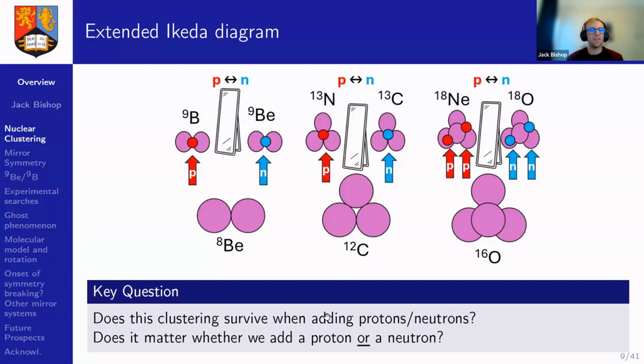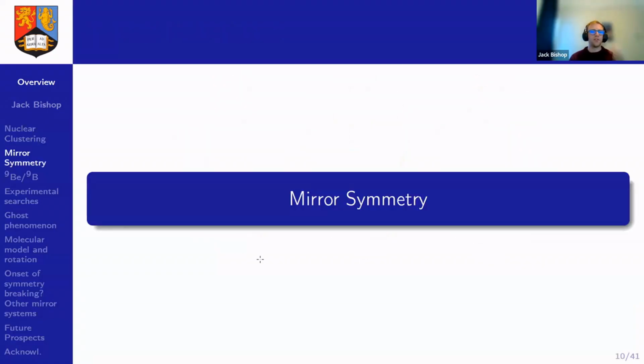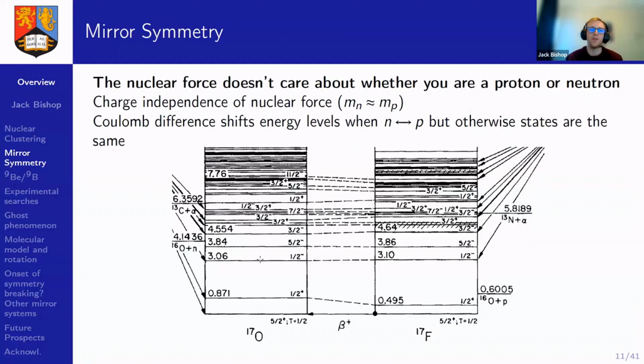So the second question we want to ask ourselves is, if the clustering does survive when we add a neutron into the system, does it actually matter whether we add a proton or a neutron? Because what we'll see is that they're actually very similar, apart from the Coulomb interaction. So this brings us on to our second idea, mirror symmetry. Fundamentally, the idea behind mirror symmetry is that the nuclear force doesn't care about whether you're a proton or a neutron. So this is the charge independence of the nuclear force.